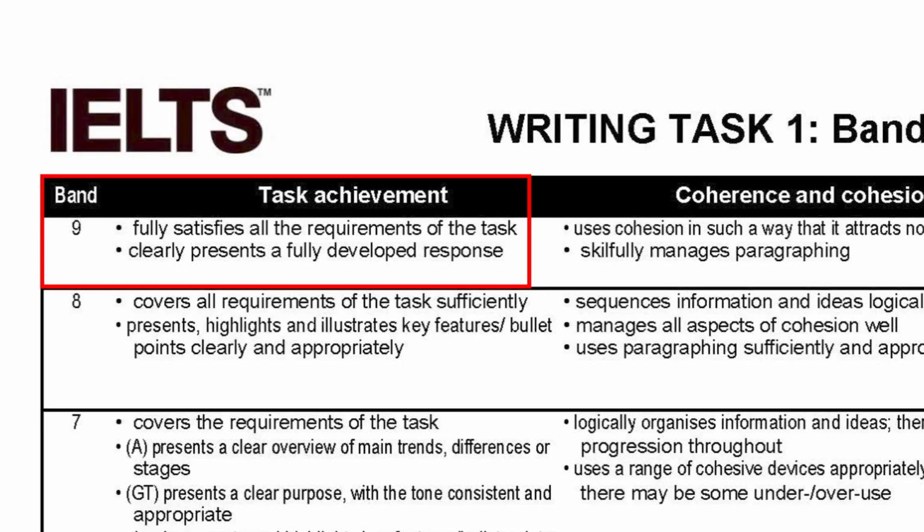First, for a band 9, task achievement fully satisfies all the requirements of the task, clearly presents a fully developed response. What is the band 9 candidate doing? They're basically answering everything that is needed in the question. The information they have is very well presented. Everything that is there, it's talked about. Whatever image there was, everything is clearly written into words. So that is task achievement, right? They covered everything.